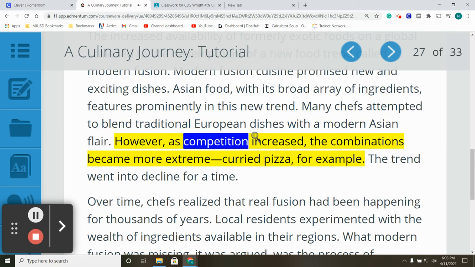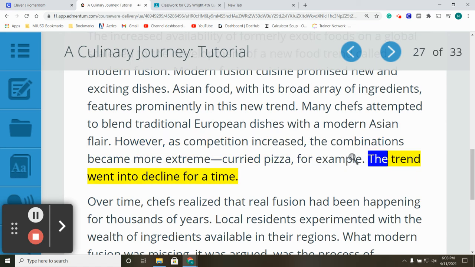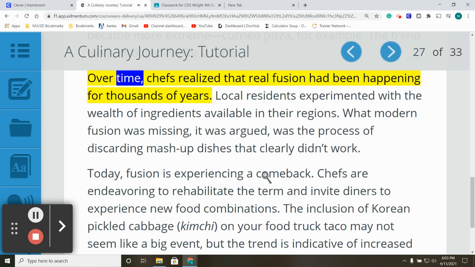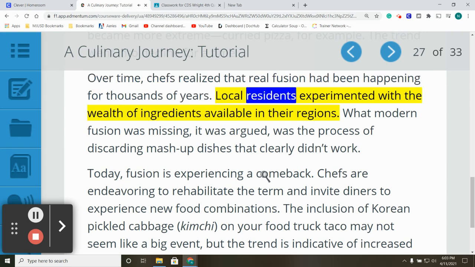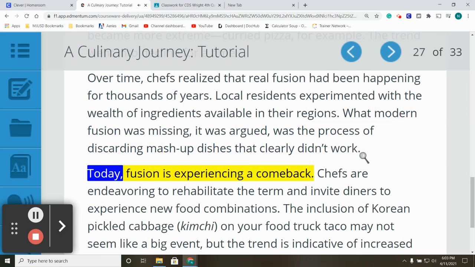However, as competition increased, the combinations became more extreme. Curried pizza, for example. The trend went into decline for a time. Over time, chefs realized that real fusion had been happening for thousands of years. Local residents experimented with the wealth of ingredients available in their regions. What modern fusion was missing, it was argued, was the process of discarding mashup dishes that clearly didn't work.